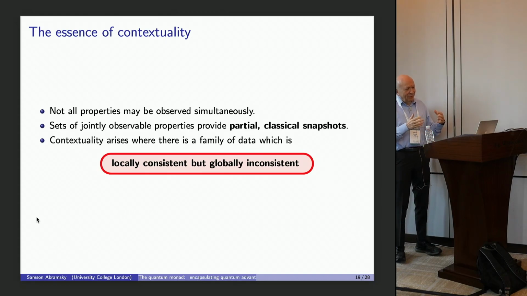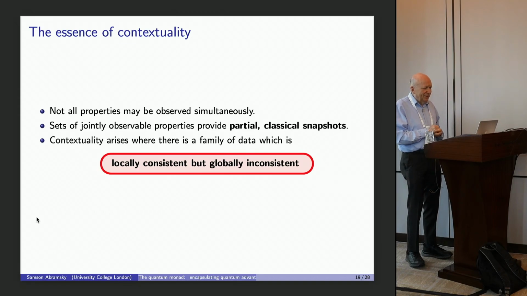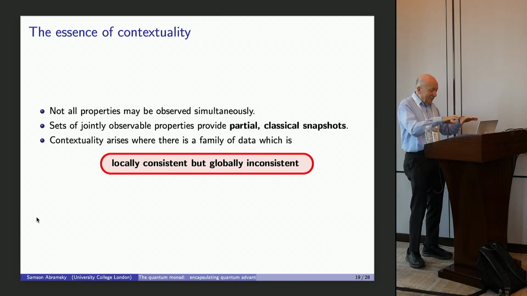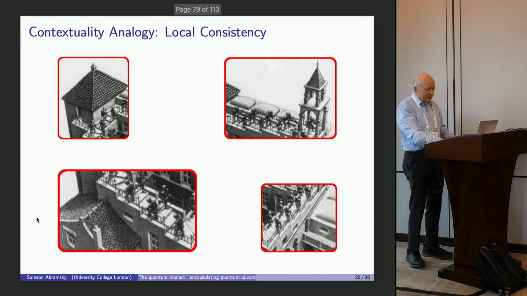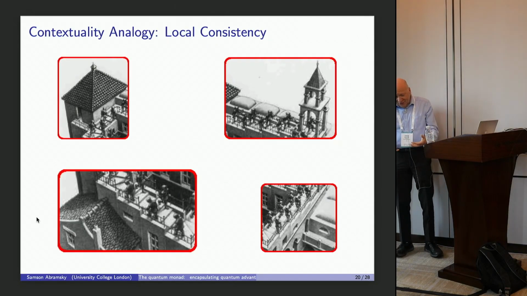Those things that are jointly observable can provide a family of partial classical snapshots which overlap, and this brings us back to the non-classicality. Contextuality arises where there's a family of data which is locally consistent but globally inconsistent. You have this family of snapshots, they agree locally on overlaps, but there's no one thing out there which results from gluing them all together. And you can think of this as why there's no classical solution, and yet there can be a quantum one.